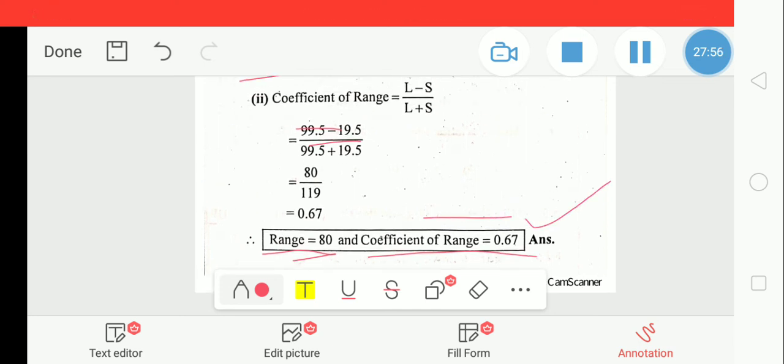So at last we write the range and the coefficient of range. Range is 80 and coefficient of range is 0.67. This is how we find range and coefficient of range. Now we stop here.